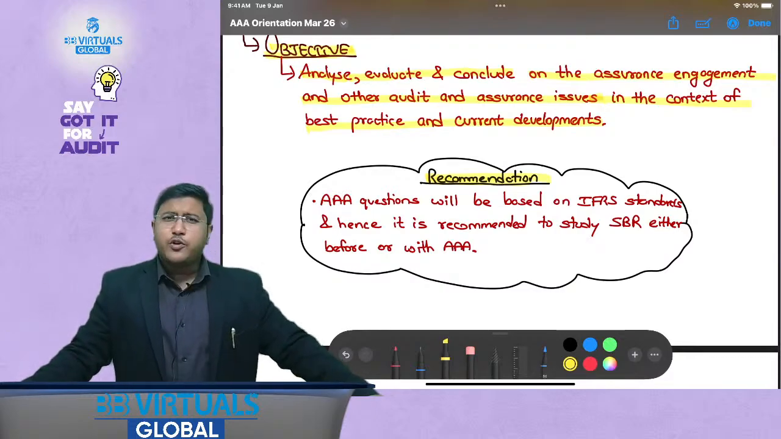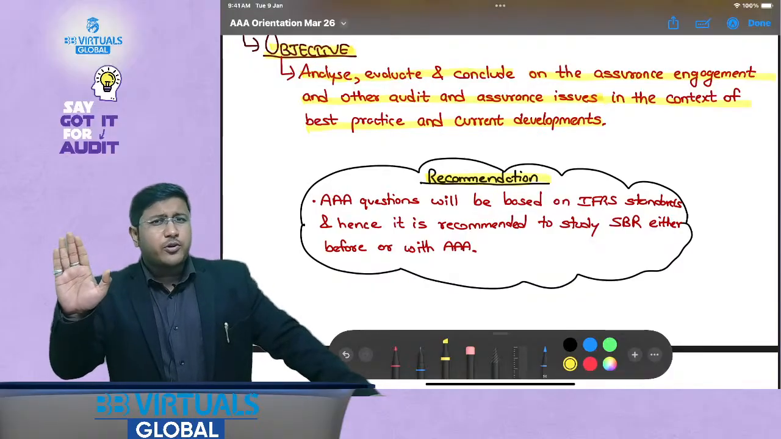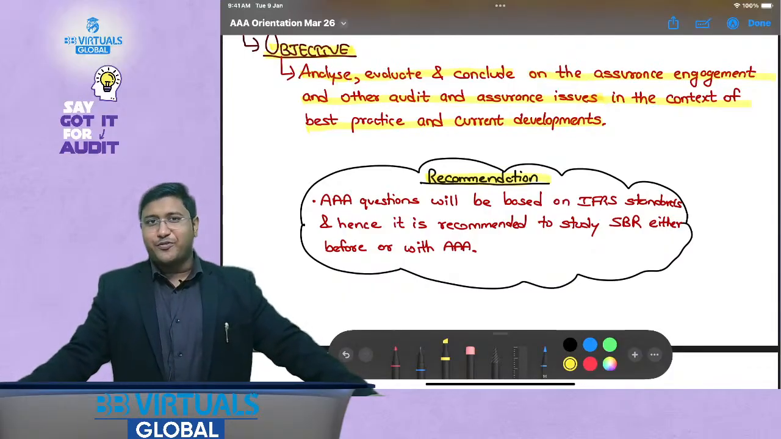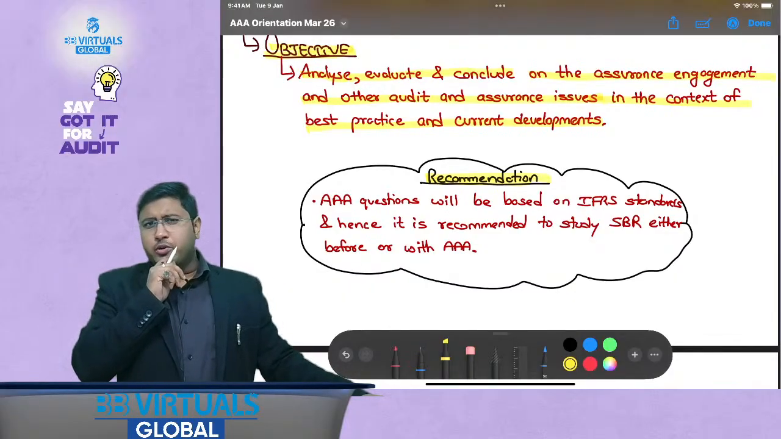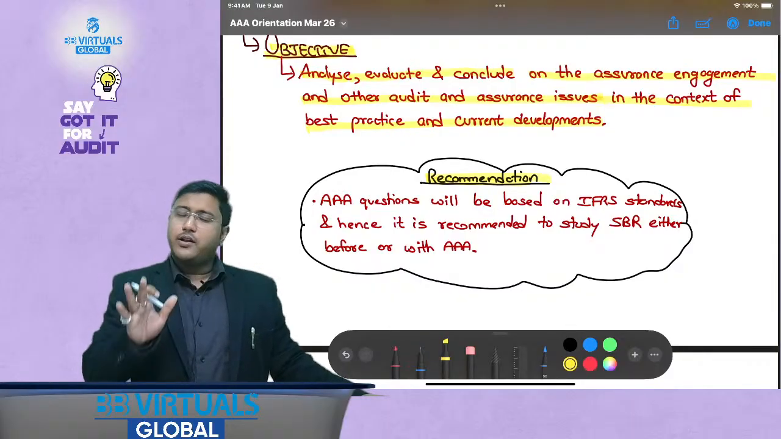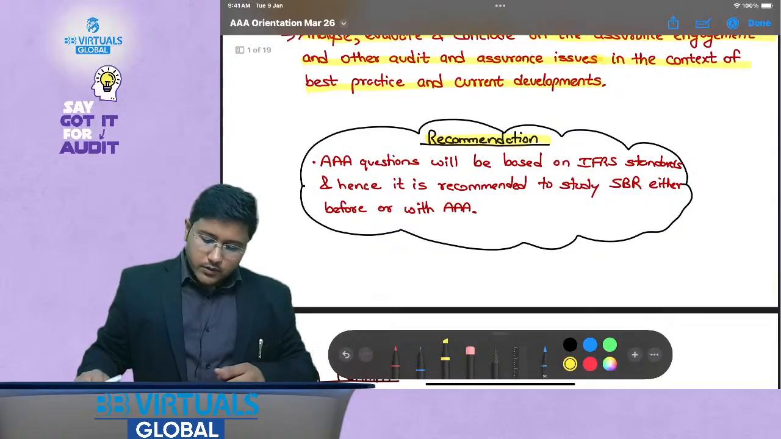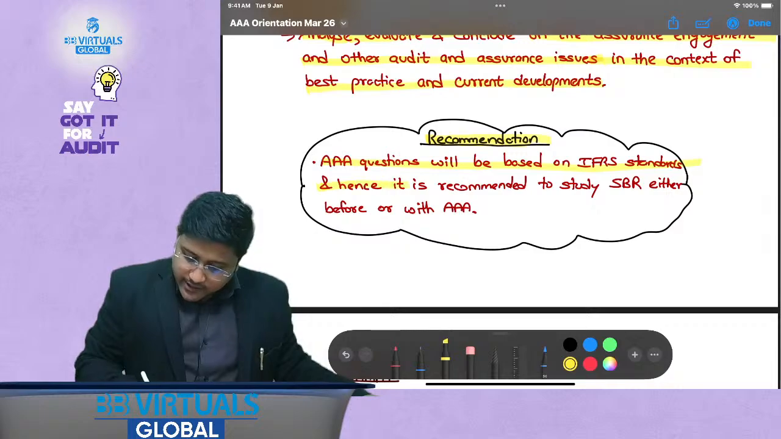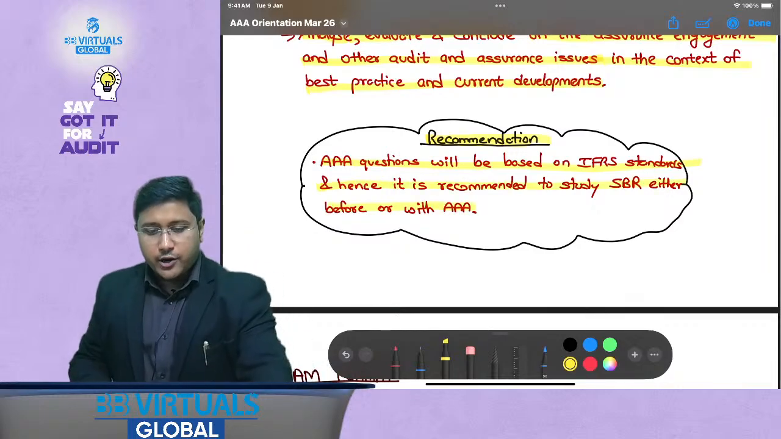And just in case you do not have a proper understanding of any concept of SBR or FR, you need not worry, we will be offering you the revision lectures also. These revision lectures will be on the app only, similar to what we are going to offer for AAA. We are going to offer you FR and SBR revision lectures also. Now, AAA questions will be based on IFRS standards, and hence it is recommended to study SBR either before or with AAA. I hope this is clear.